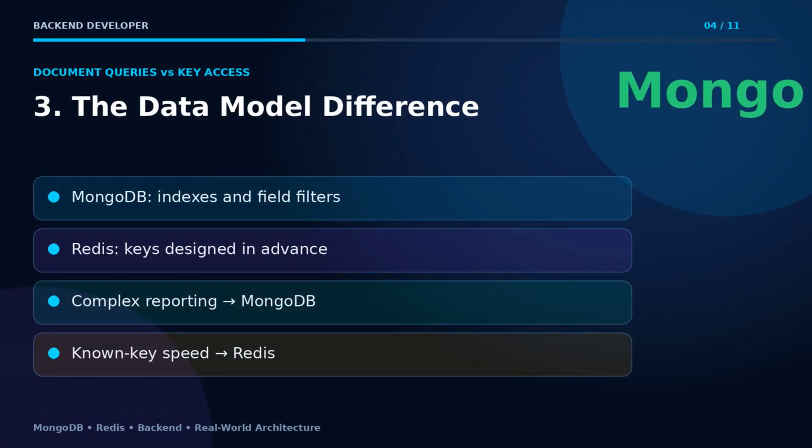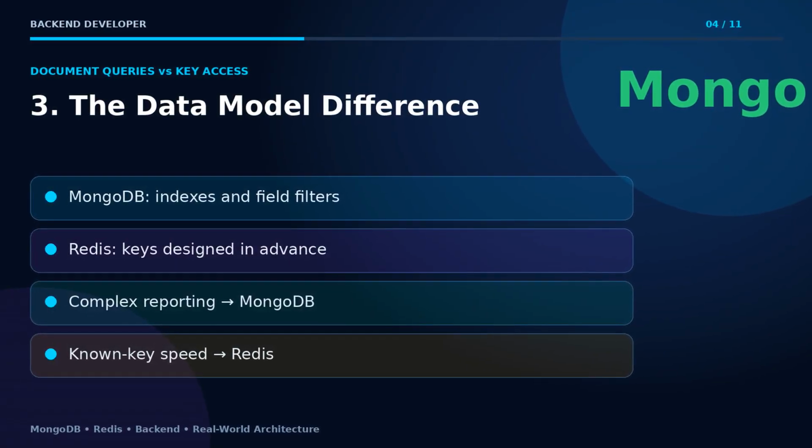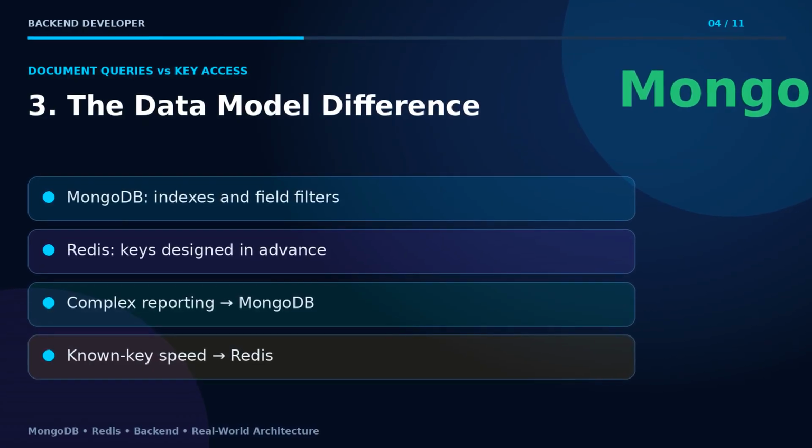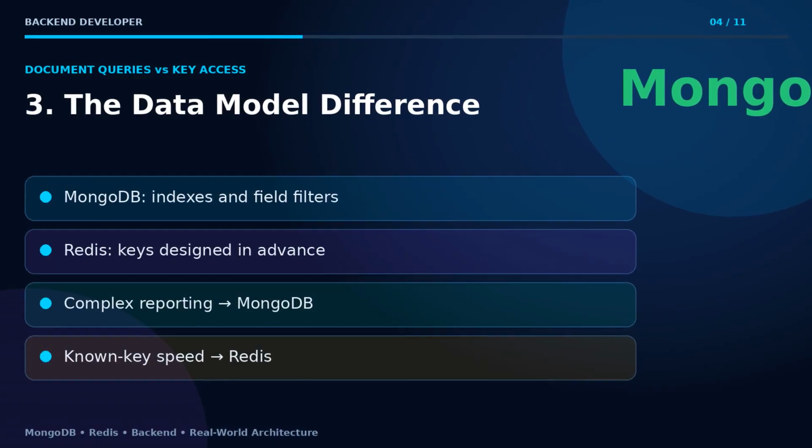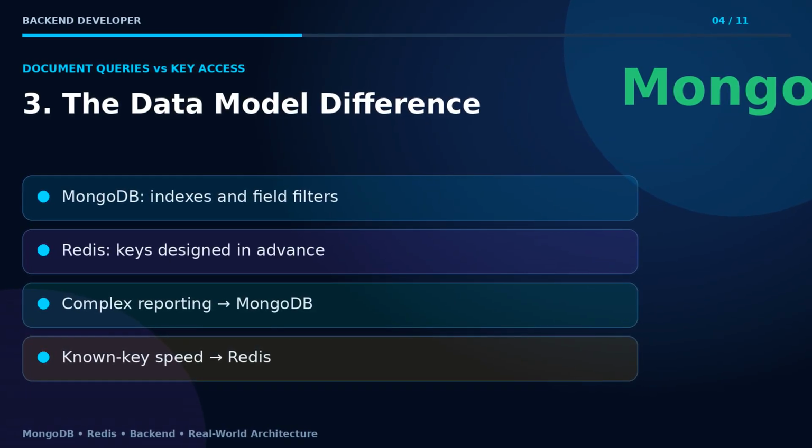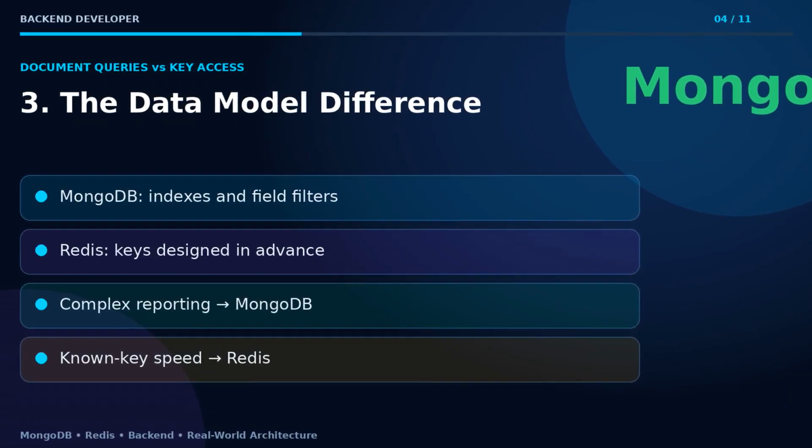The most fundamental difference is the data model. In MongoDB, a product document can contain price, category, tags, inventory history, and nested variants. You can create indexes on fields and execute expressive queries. With Redis, data is commonly accessed through a key you designed in advance, such as product:42, session:ABC, or rate:user:15. Redis can build indexing behavior with data structures and additional capabilities, but this is not identical to MongoDB's general-purpose query and aggregation model. Complex filtering and reporting are natural MongoDB tasks. Fast access by a known key is Redis territory.